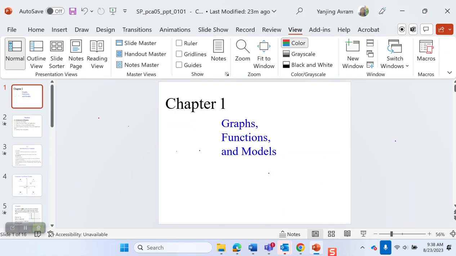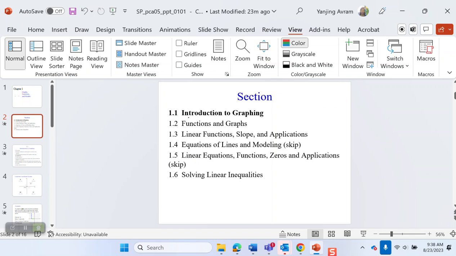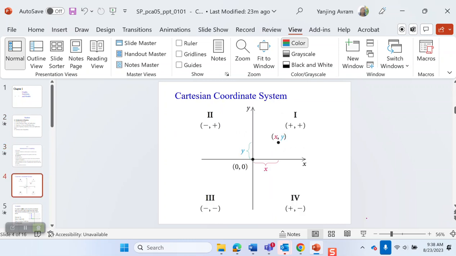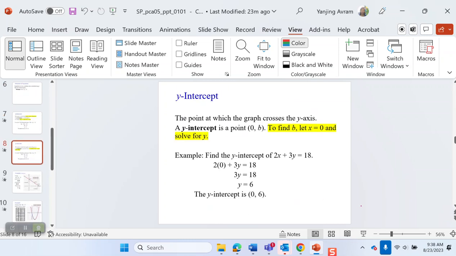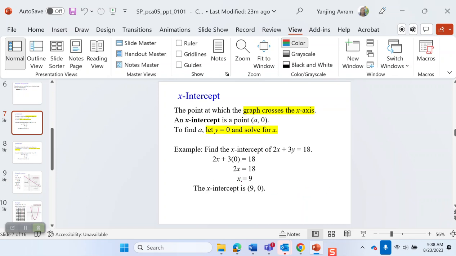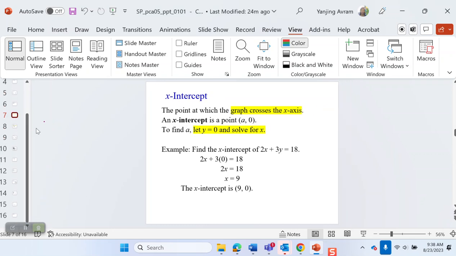Today we're gonna finish section 1.1, which we didn't quite finish last time, because we had a lot of overview on the orientation. Review the x and y intercept in here. If you want to find the x-intercept, the quick and easy way is you let y be 0 and then solve for x. So for 2x plus 3y equals 18, you replace y with 0, so this is gone. You have 2x equals 18 left and solve for x. So that's the x-intercept.